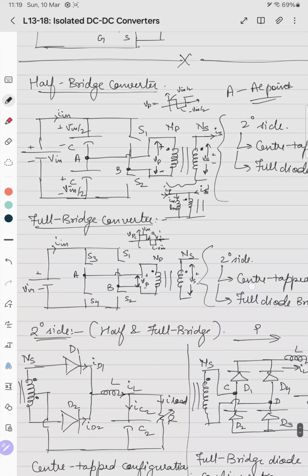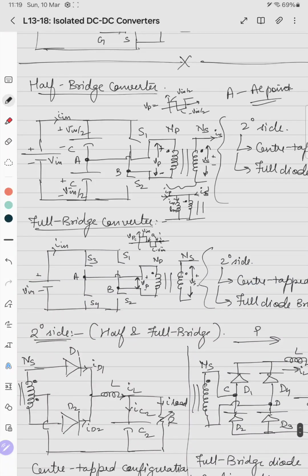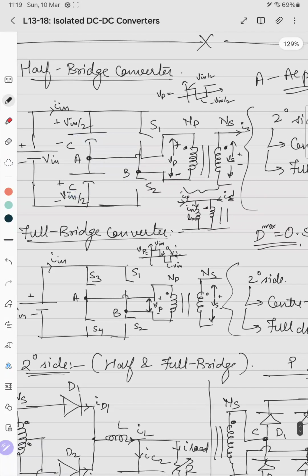And for half bridge as well as full bridge configuration, the maximum value of duty ratio, D max, is equal to 0.5, which is same as the push-pull converter. In half bridge configuration, by operating the devices S1 S2, we can get only plus minus V in by 2 on the transformer primary voltage. In full bridge configuration, we can get plus minus V in and 0.